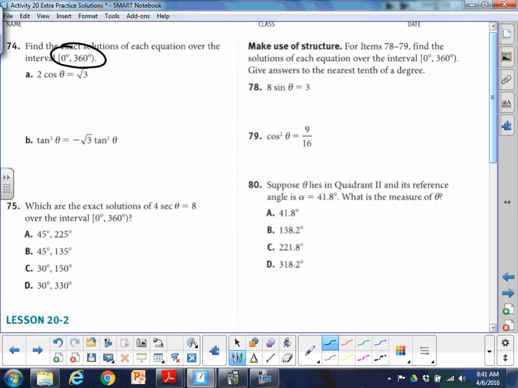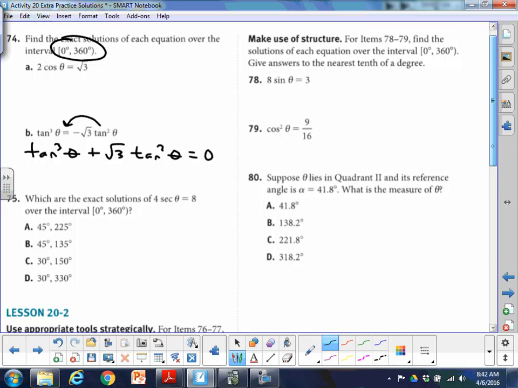Let's get everything on the same side of the equation and try and do some factoring. This is one that definitely has some algebra going on. So if I were to add the root 3 tan squared theta to the left side, I'm basically just adding this whole term over there, getting it equal to 0. Okay, then we can do some factoring.